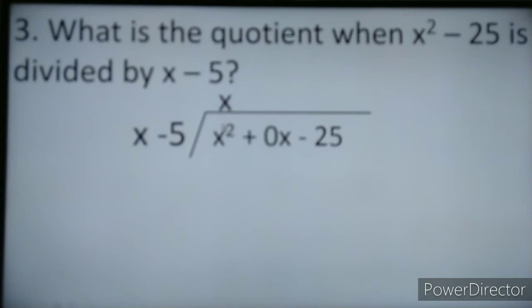Okay. Then x times x, the answer now is x squared. And then x times negative 5, the answer is negative 5x. After that, you are going to subtract. 0x minus 5x is equal to negative 5x. Then all you have to do is bring down negative 25.